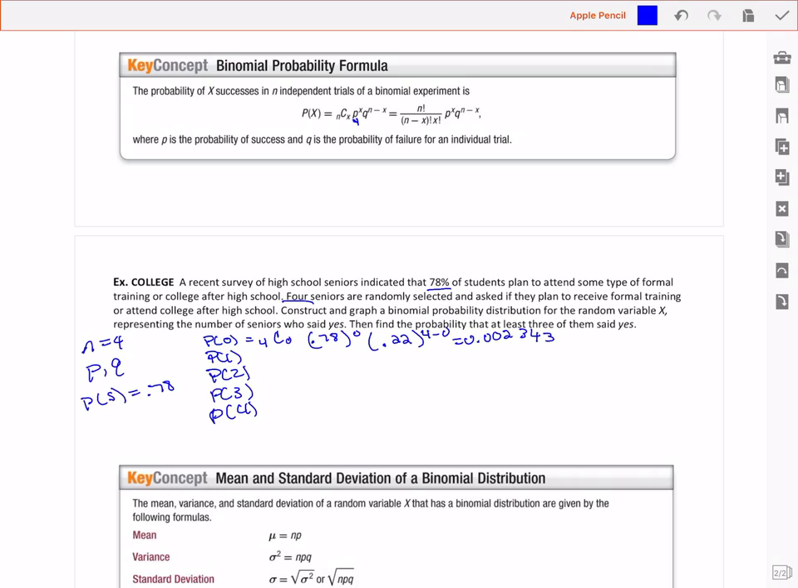Okay, so that's what we would do for each of these. We would put in our new x value. We'd leave the 4s as they are, because that's our n, all the way through. And here's what we end up with. I'm just going to fill this in real quick.